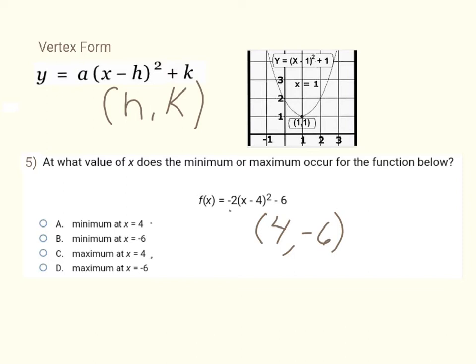And I look, there's a negative in front of the x squared, that's my a number, so that means it's going to be a frown. So that means I'm going to have a maximum point, and that makes my answer C, where I have the maximum and x equals 4.